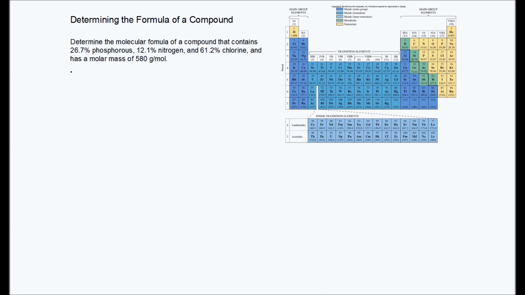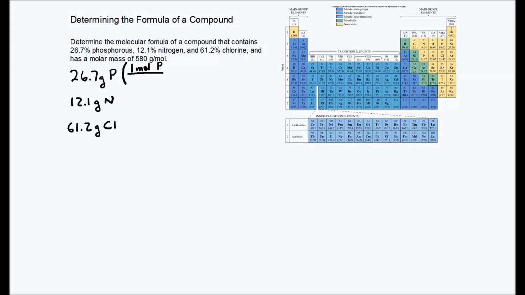Great. And we start off doing exactly the same thing with those percents. First, we just report them as grams because we're going to assume a 100-gram total sample, just like before. 26.7 grams phosphorus, 12.1 grams of nitrogen, 61.2 grams of chlorine. And I convert to moles just like I did before. So all this is exactly the same as what I've already done.